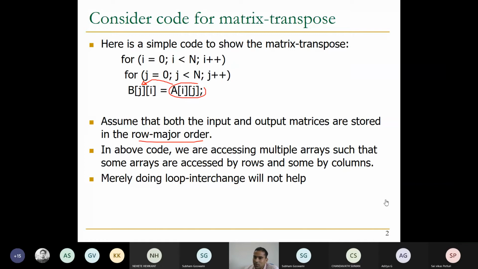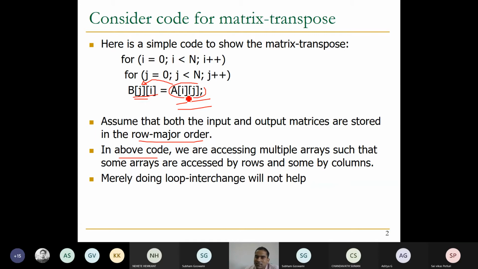I have already explained what row major order is. In the above code, we are accessing multiple arrays such that some arrays are accessed by rows, some by columns. You can easily see that we are accessing Aij row wise, and we are accessing Bji column wise. Now, simply changing the loop order will not help here. If you remember the previous example I showed last time, we did loop interchange, but here loop interchange will not help.